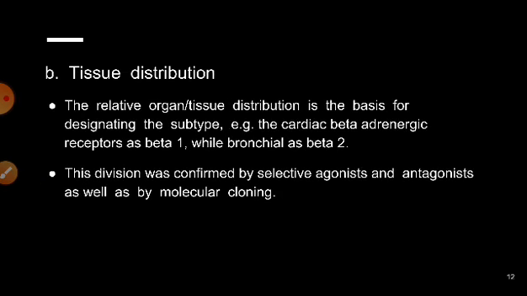Another is the tissue distribution. This method is usually applied while categorizing the subtypes of the receptors. So, for example, if a beta adrenergic receptor is present in the heart, we call it beta 1. When it is present in the bronchus, it is called beta 2. So, beta is the receptor, but as per its different location, we call it beta 1 and beta 2. So, this classification happened on the basis of their tissue distribution. One is present on cardiac tissue, another is present on lung tissue.